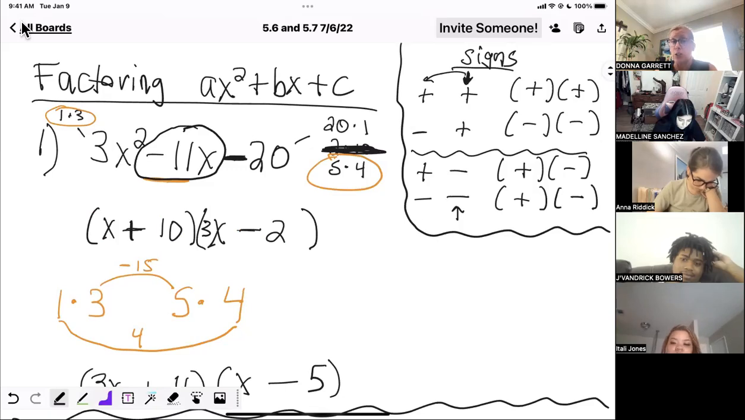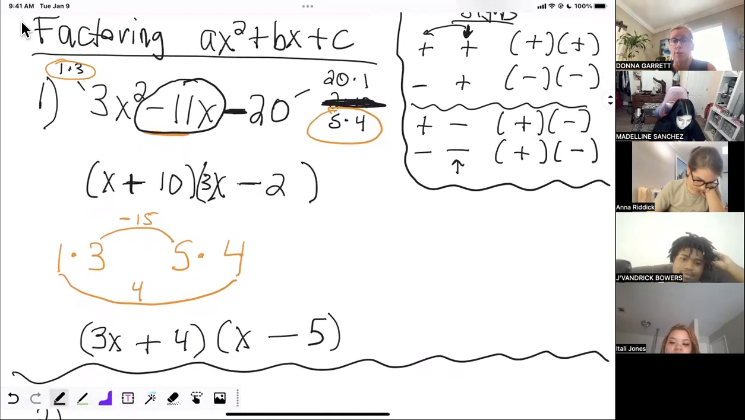By the way, there's tons of ways to do factoring. Every teacher teaches it a different way.